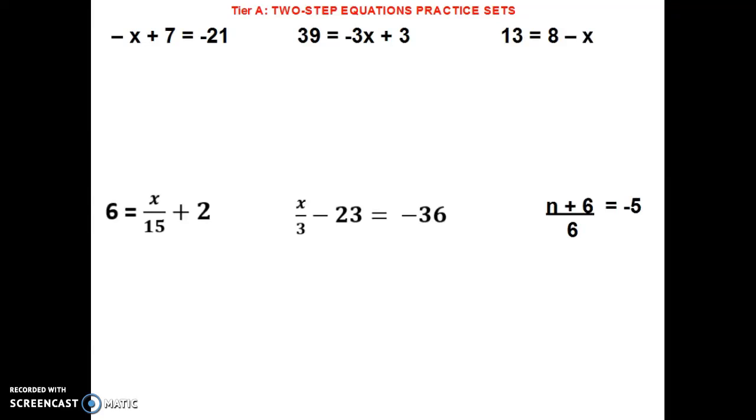All right, here we are, two-step equations, and we need to solve these two-step equations.